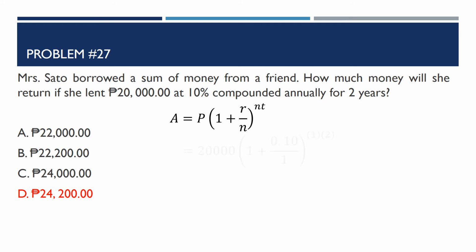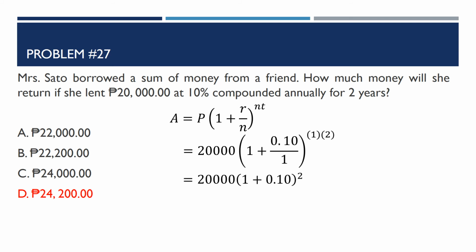So let's continue. Let's substitute. The P is 20,000 that was borrowed, and one is constant. That's always one in the formula, plus the rate. The rate is 10%, or 0.10 in decimal, or you can write 0.1. That's still the same, over the n, which is 1, the annually, meaning it will compute the interest once every year, to the power of 1, which is the n, times 2. The 2 is 2 years.